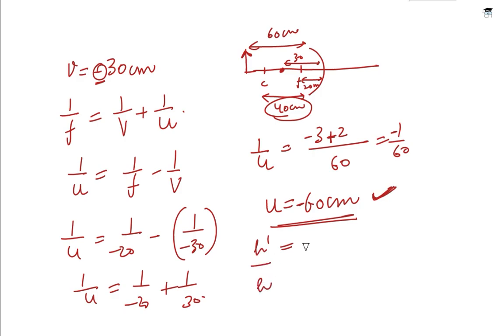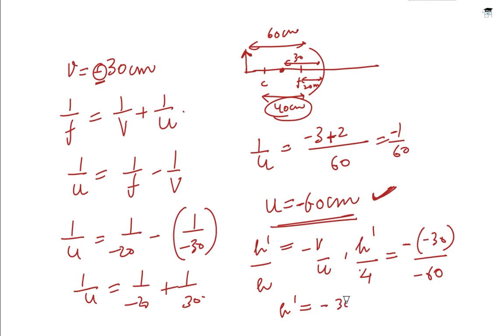So this is the formula for h dash. What is h? h is 4 centimeters, so it is going to be minus v by u, where v is minus 30 and u is minus 60. So here h dash is going to come out to be minus 30 by 60, because this minus will cancel, into 4, so minus 2 centimeters. So h dash is going to be minus 2 centimeters.